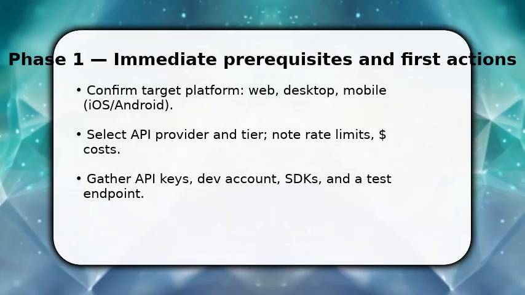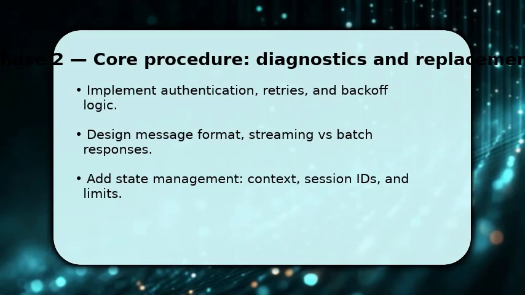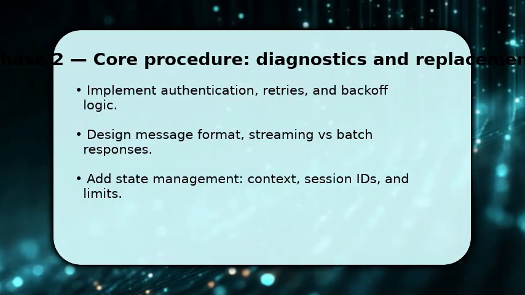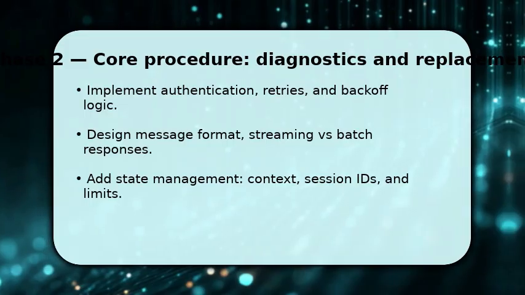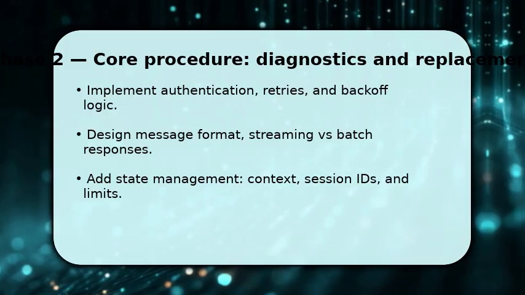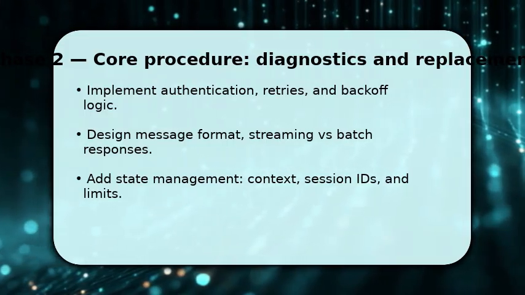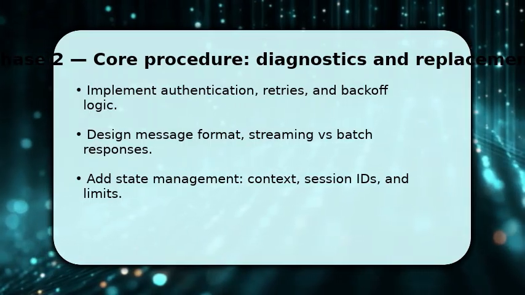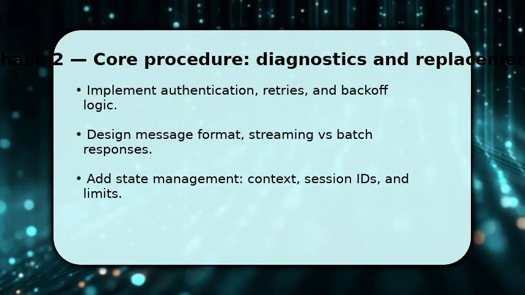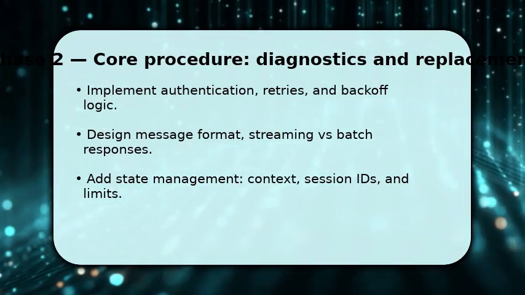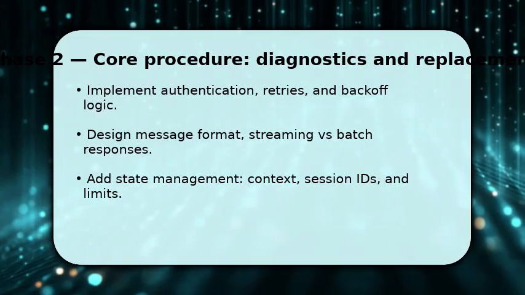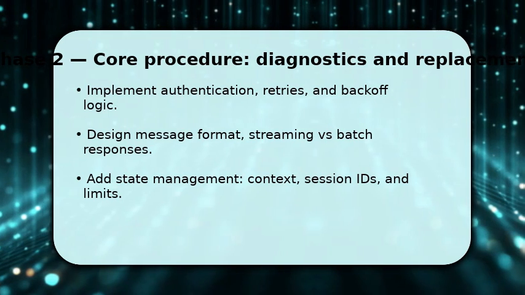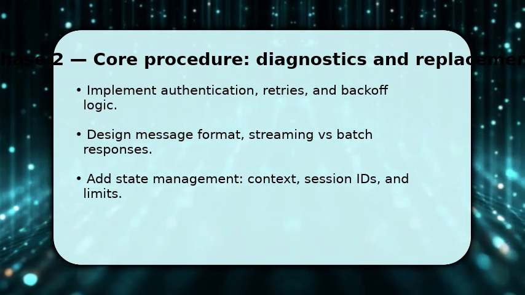You now implement the core client logic and handle the more complex middle steps. Start by coding authentication and secure key handling, then add retries with exponential backoff for transient errors. Next, design your message payload. Choose streaming for low-latency chat or batch for synchronous responses, and normalize formats. Once done, implement state management, session ID, context windows, and token limits, so the chatbot maintains coherent conversations over time without exceeding quotas or losing context.